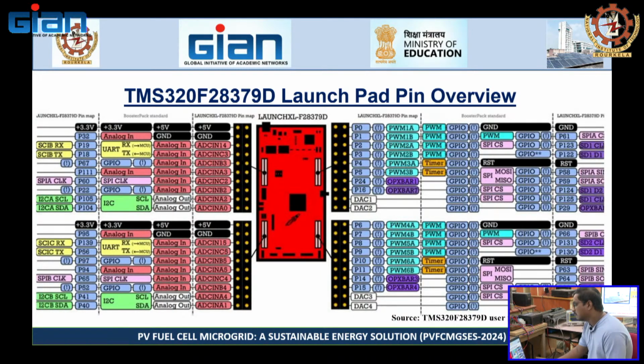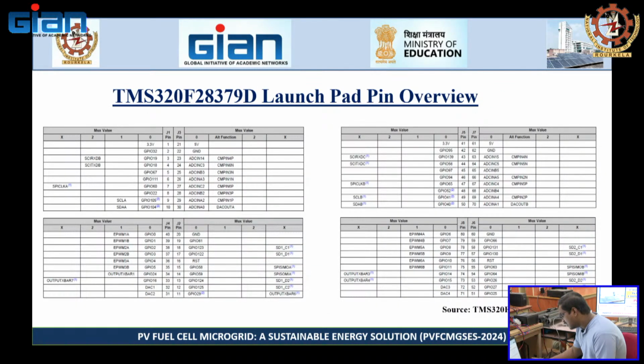And this is the pin overview of our LaunchPad. On the right side you can see there are PWMs 1A, 1B, 2A, 2B, 3A, 3B and 4A, 4B. In total, 12 PWM pins are available here. And on the left side we have almost 16 ADC pins, and among these 16 ADC pins, we are using 2 ADC pins as DAC also. And this is the overview of the block diagram.